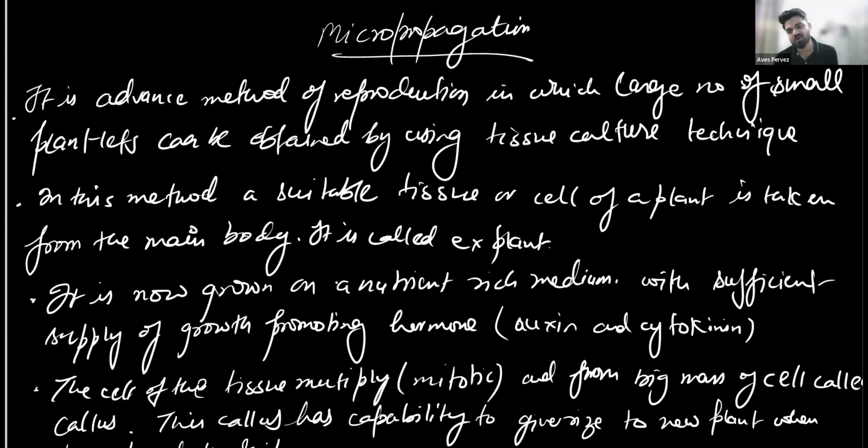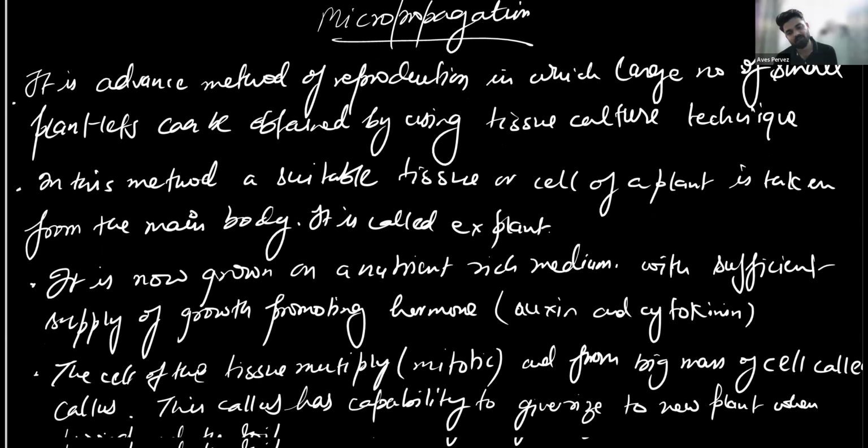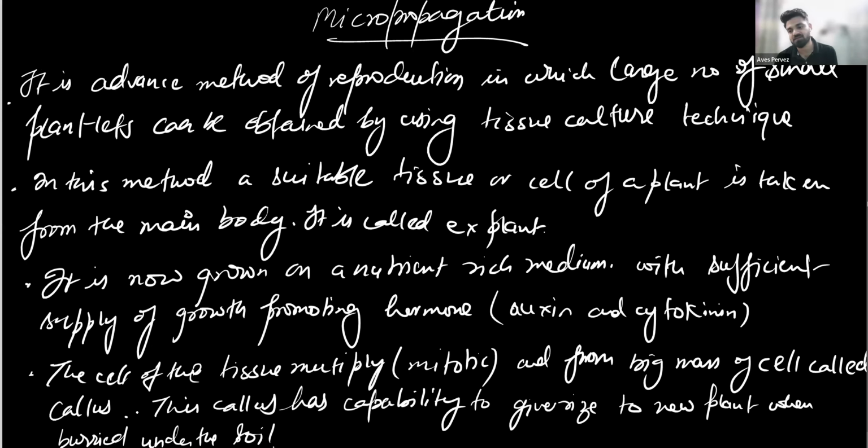Okay. So it is now grown in nutrient-rich medium with sufficient supply of growth promoting hormone. So the cells of this tissue multiply by mitotic division. Mitotic why? Because from diploid cells, diploid cells are forming. By mitotic division they form a big mass of cell called callus. This callus has the ability to give rise to new plants. So please copy this one.